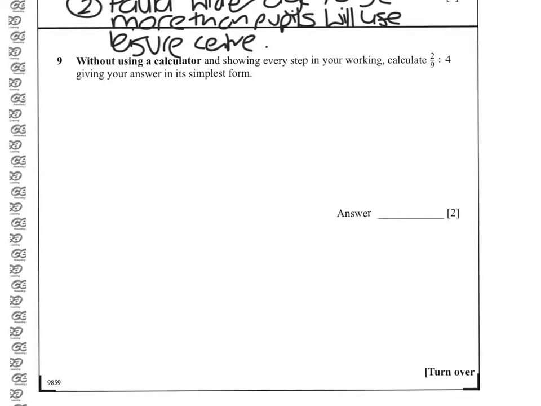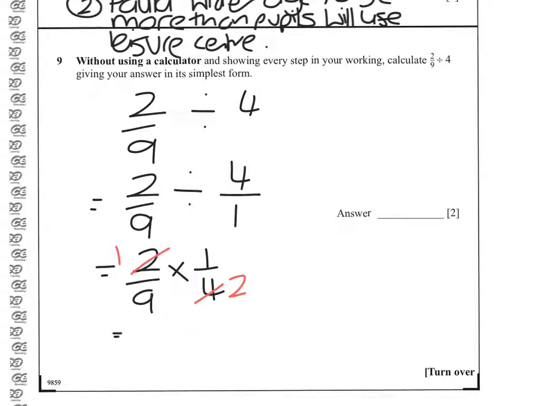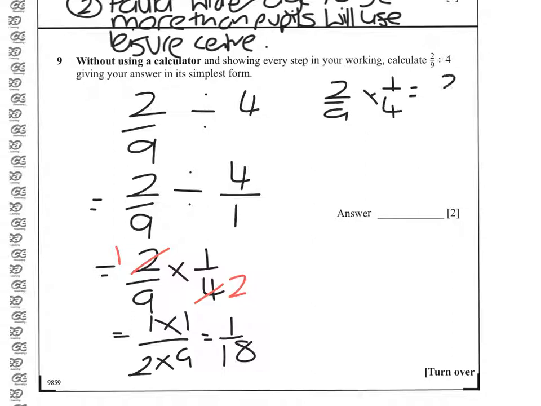Two ninths divided by 4. We're dividing by fractions. Change the 4 into a top heavy fraction, which is 4 over 1, which is the same as 2 ninths multiplied by 1/4. I'm going to cancel here. 2 goes into 2 once and into 4 twice, which leaves me with 1 times 1 over 2 times 9, which is 1/18. Alternatively, I could have done 2 ninths times 1/4 is 2 over 36, and at this stage cancelled, but either way I would have got 1/18.